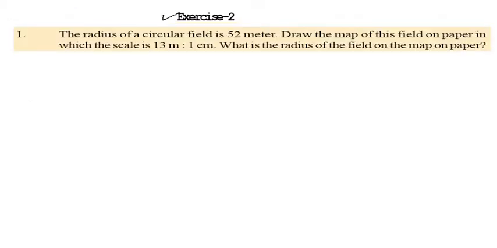Now come to exercise 2. The radius of a circular field is 52 meter. Draw the map of the field on paper in which the scale is 1 centimeter to 13 meter. What is the radius of the field on the map on paper? So you have to write this one: a circular field has radius R equal to 52 meter.